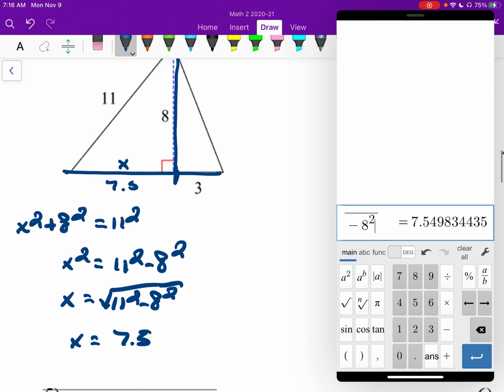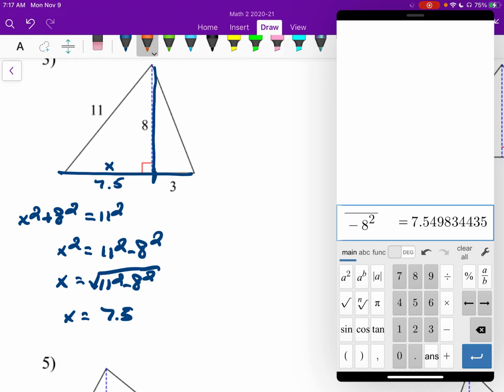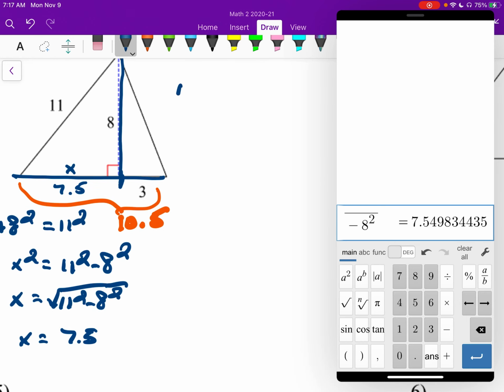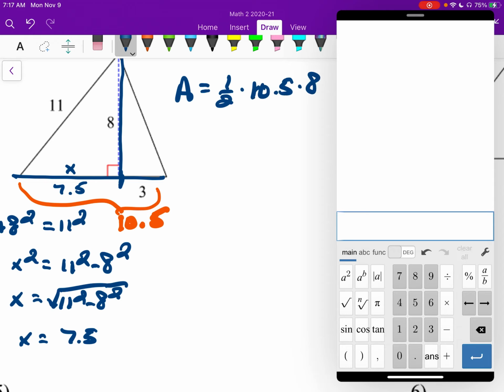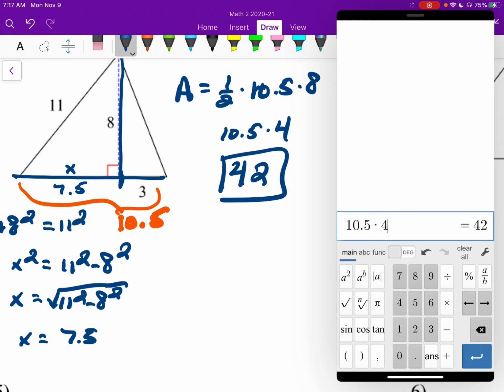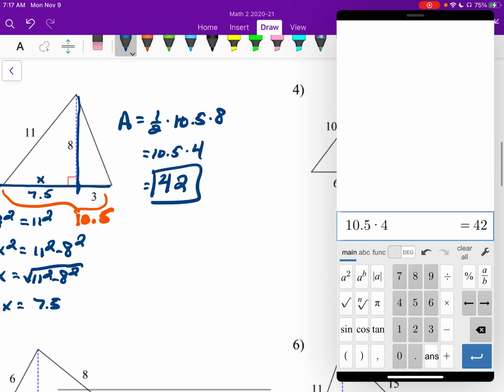So this is 7.5. So the whole base, how do I want to write that? The whole base is going to be 7, 8, 9, 10, 10.5. So we'll say area is 1/2 times 10.5 times 8. So I'll change that to 10.5 times 4. 10.5 times 4 gives me 42. All right, there we are.